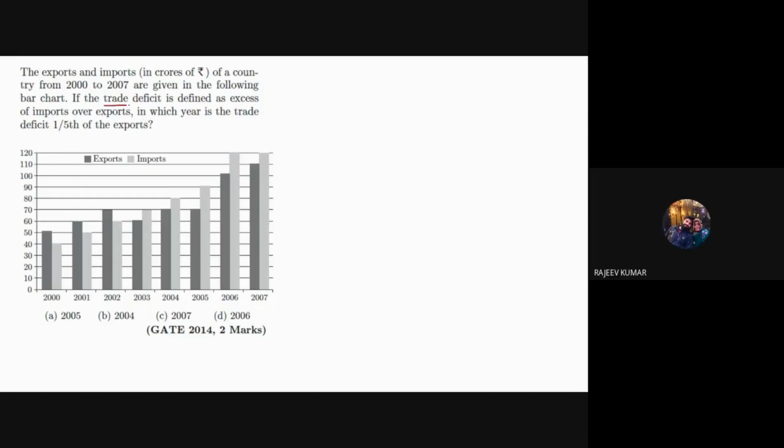तो यहाँ पर पूछा हुआ है if the trade deficit is defined as the excess of imports over exports. Right. So trade deficit की बात हो रही है. Trade deficit is equals to imports minus exports. ठीक है, इसको हम ट्रेड डेफिसिट बोलते हैं. इकोनॉमिक की टर्म्स में हम इसको यही चीज बोलते हैं. तो ये चीज हमें दी हुई है.